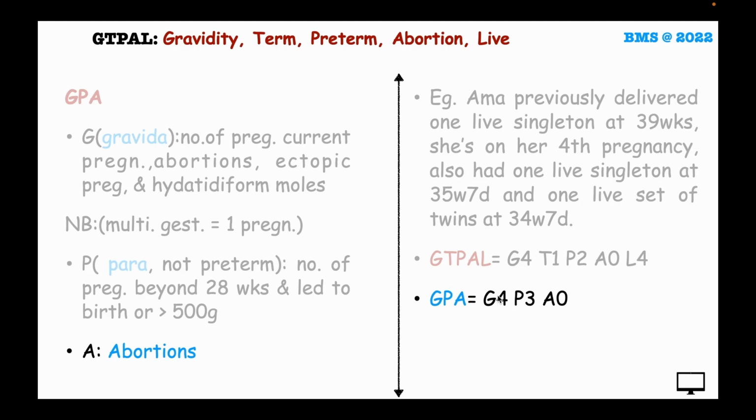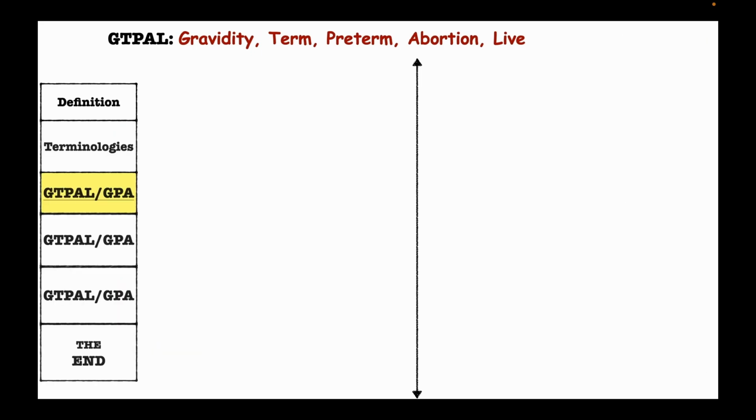Gravida 4 because it's a fourth pregnancy, para 3 because all the deliveries went beyond the period of viability, which is 28 weeks that we've already explained. Now, let's look at more examples.